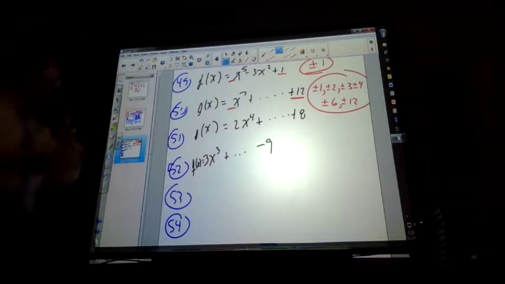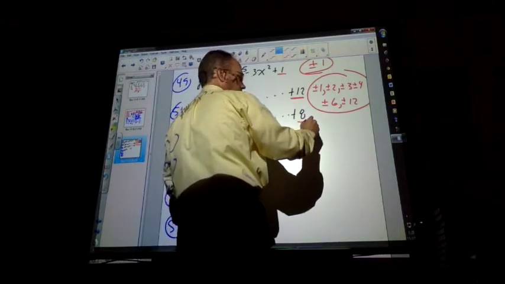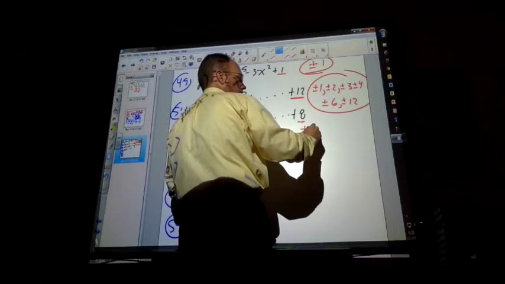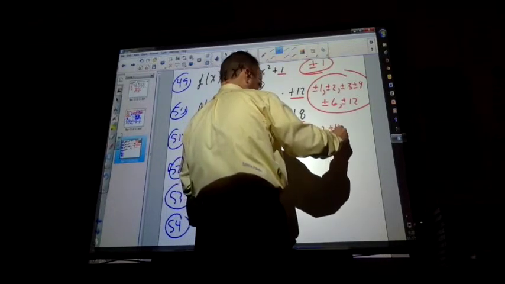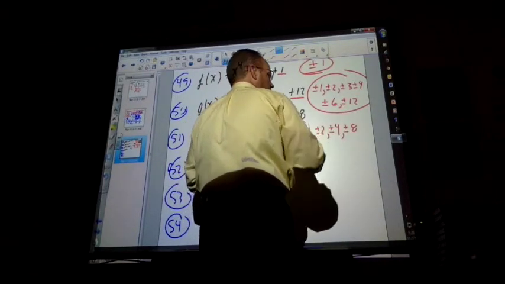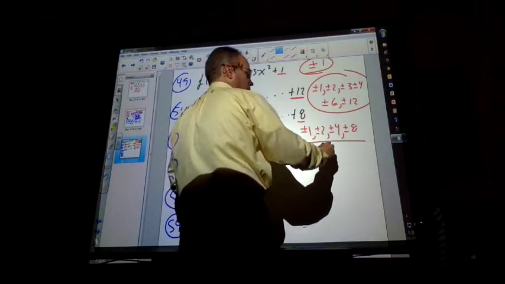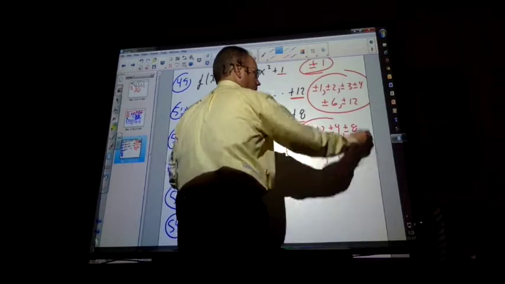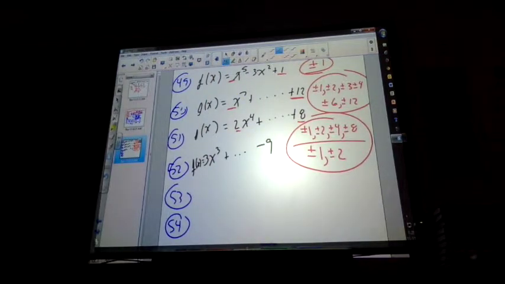And then 51, I want to take all the factors of 8 over all the factors of 2. So I'd list this as plus or minus 1, plus or minus 2, plus or minus 4, plus or minus 8, all divided by plus or minus the factors of 2. So that basically gives you 2, 4, 6, 8. Gives you 16 different opportunities.